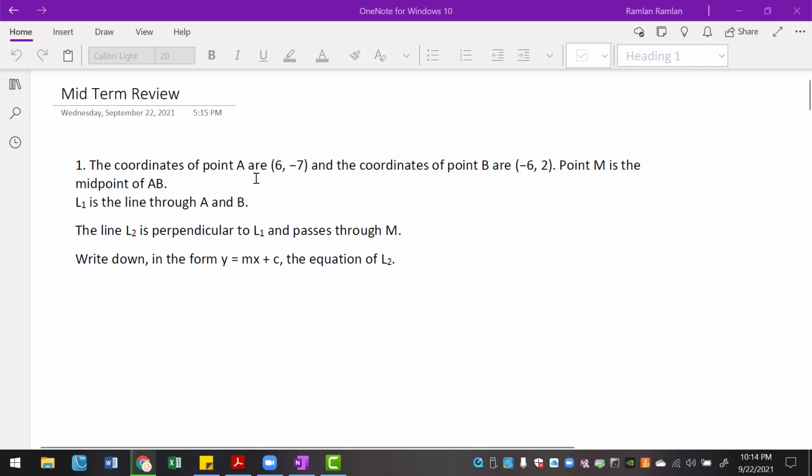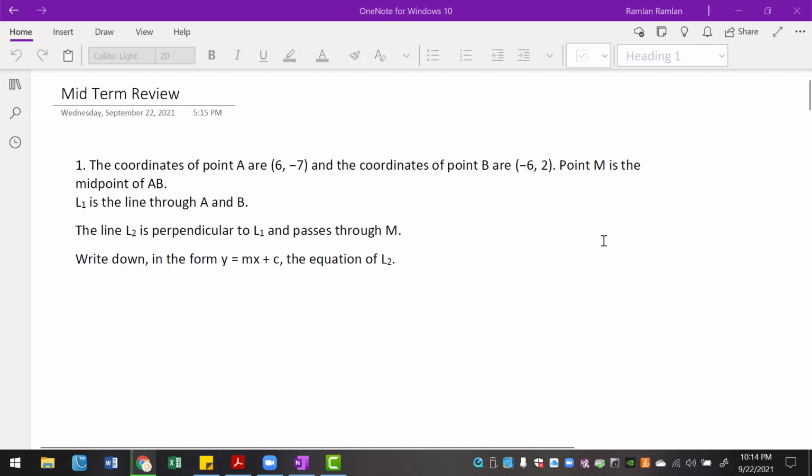Untuk nomor 1, the coordinates of point A are 6, minus 7, and the coordinates of point B are minus 6, 2. Point M is the midpoint of AB. L1 is the line through A and B. The line L2 is perpendicular to L1 and passes through M. Write down in the form of y equals to mx plus c the equation of L2.